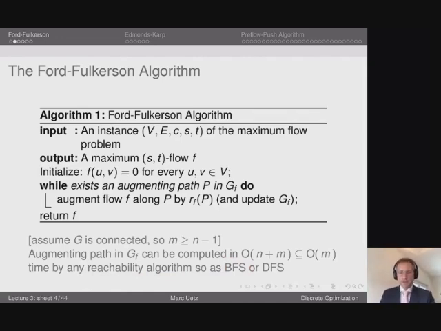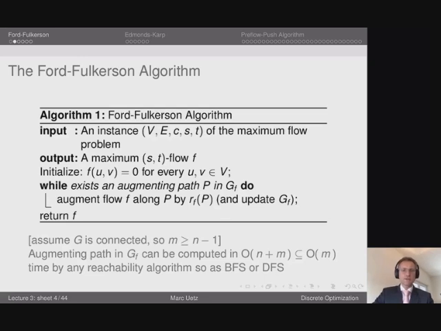I'm not sure if everybody knows what BFS or DFS stands for. BFS stands for breadth first search. DFS stands for depth first search. And those are the two most basic reachability algorithms for graphs. Reachability here refers to the question: is the target vertex T actually reachable from the source vertex S?